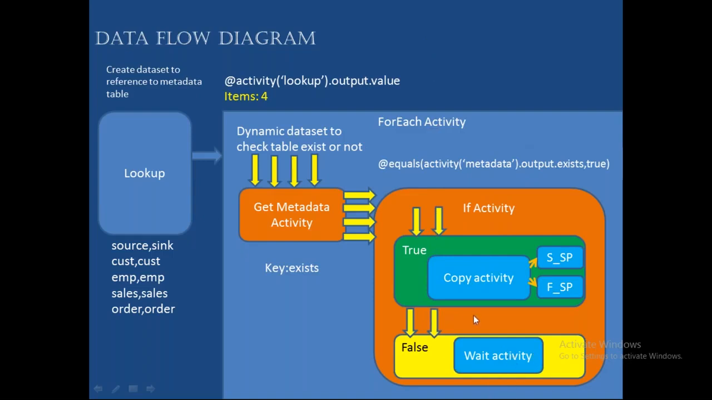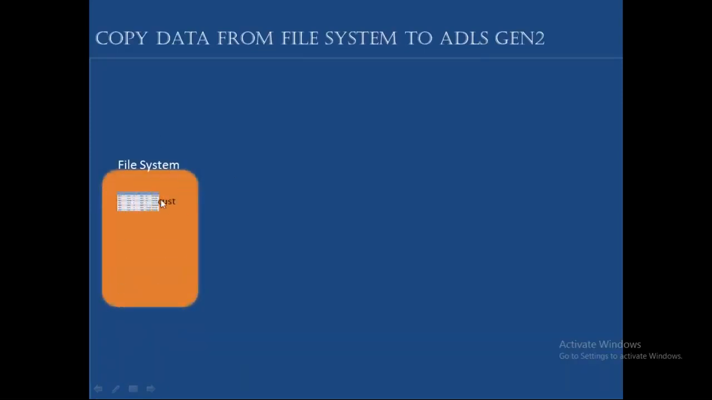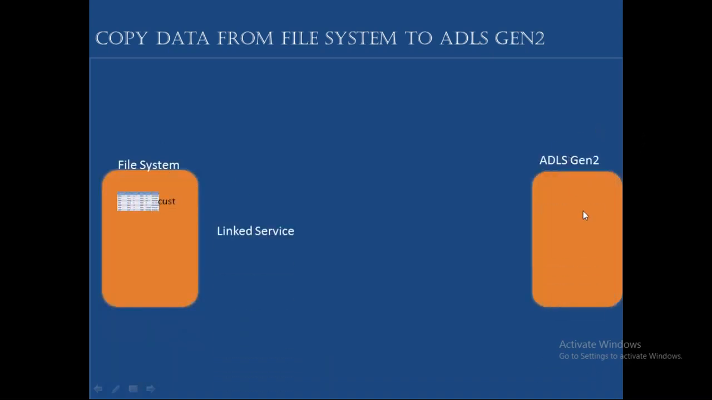Okay. So this is our data flow diagram. We'll see copy data from file system to ADLS Gen2. We have a file system. In the file system, I have one folder. Let's imagine we have data lake storage Gen2.